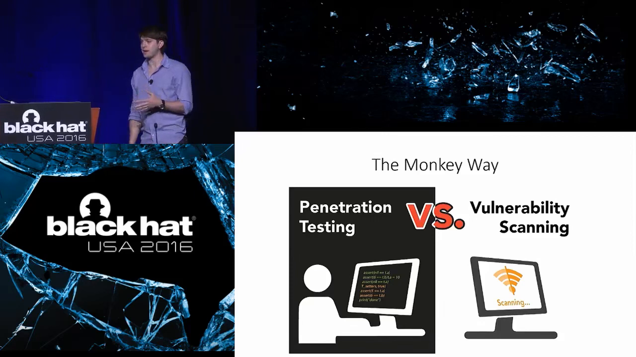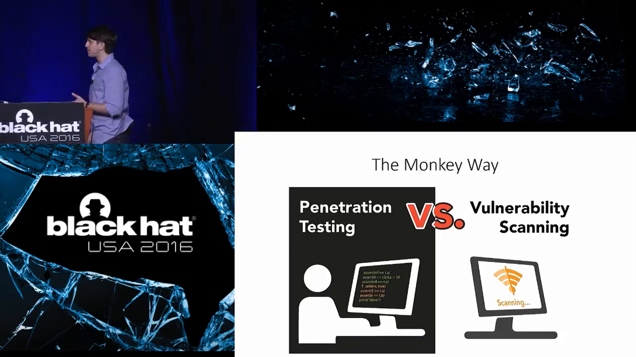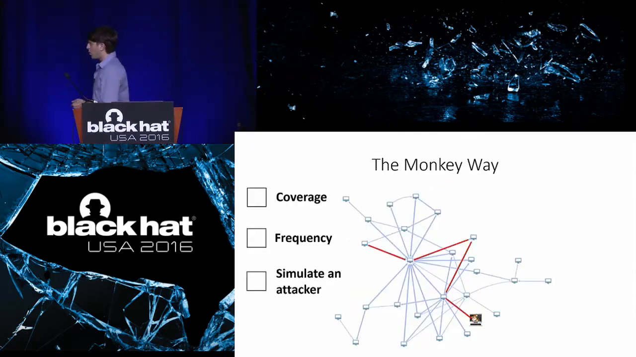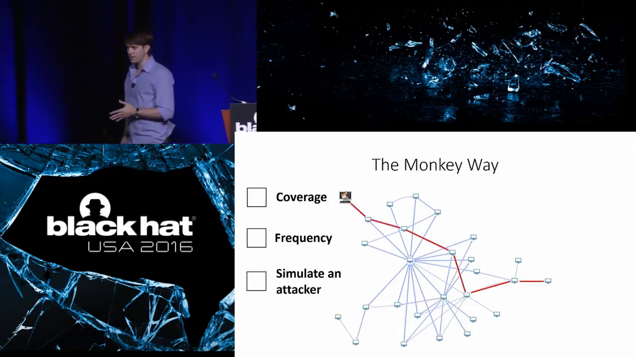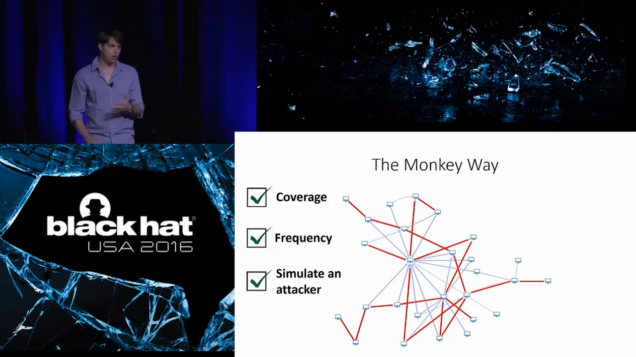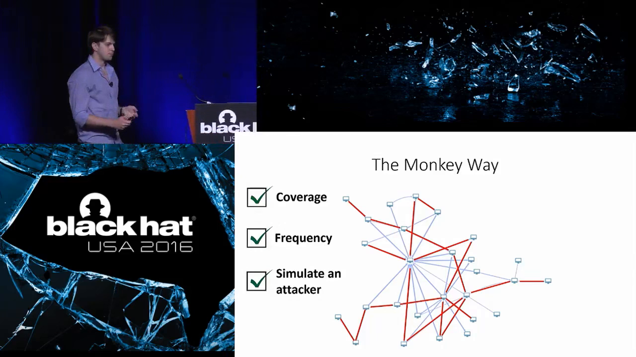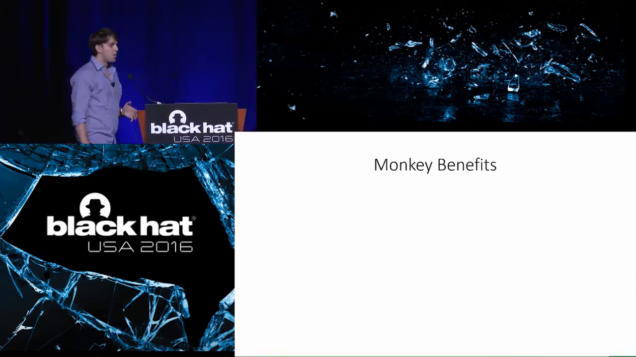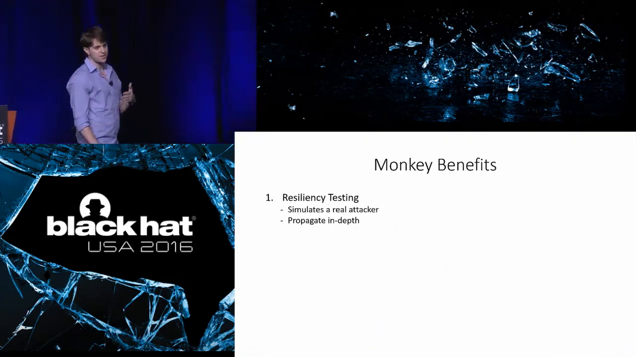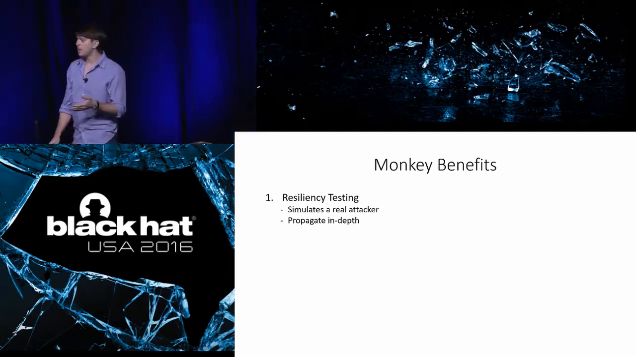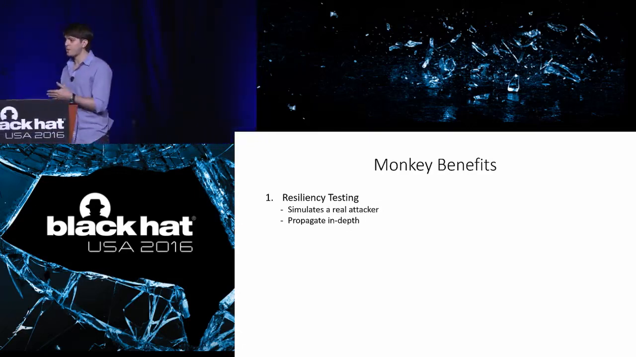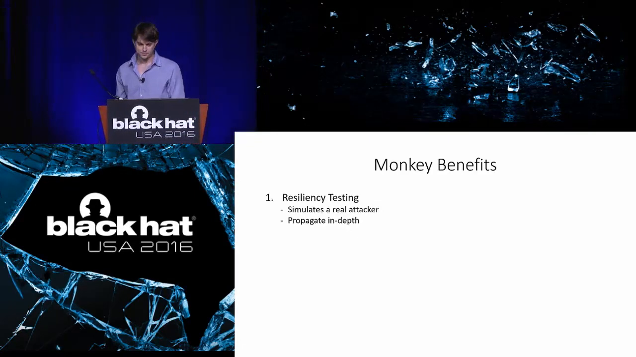So what if we could combine the two methods? Perhaps we will get better results. What if we could test for vulnerabilities in every accessible machine and simulate an attacker's behavior in the network, and all continuously? So the Monkey has several key benefits. First, it allows us to test the resiliency of our network by simulating an attacker propagating from any machine in the data center.